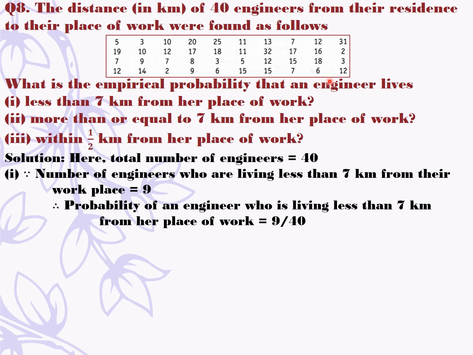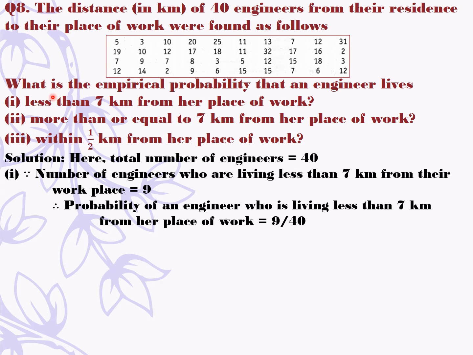So be very careful when you calculate it. So we are getting a total of 9 such outcomes. That is the number of favorable outcomes. Now the probability of an engineer who is living less than 7 km from her place of work is equal to number of favorable outcomes by total number of outcomes. So we have 9 by total number of outcomes, which is 40. So 9 by 40 is the probability here.